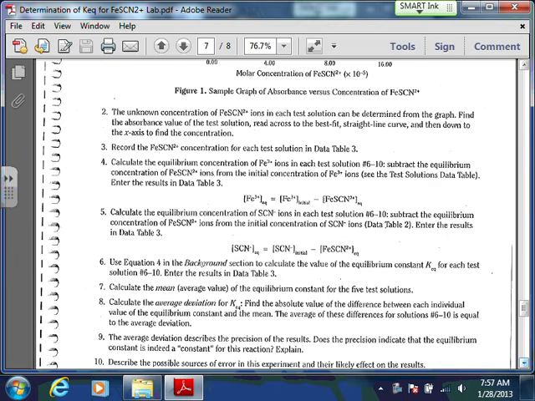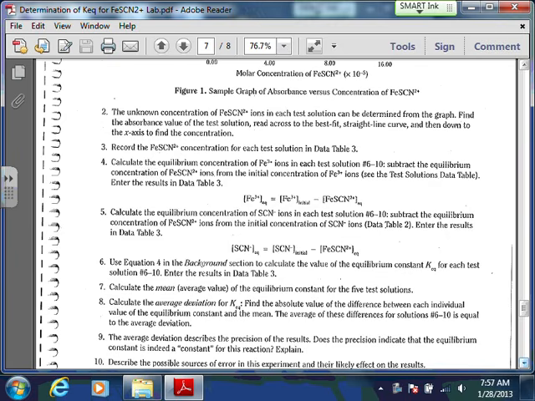Okay, we talked about that. 4, calculate the equilibrium concentration of the Fe3+ ions in each test solution. And they're going about that a little bit differently. Honestly, again, I would just use an ice table because that's what we've been practicing in class. So I think that's probably the best way to do number 4 and number 5. Okay? And then number 6 here, it says use equation 4 in the background section to calculate the value of the equilibrium constant, which we talked about as well.